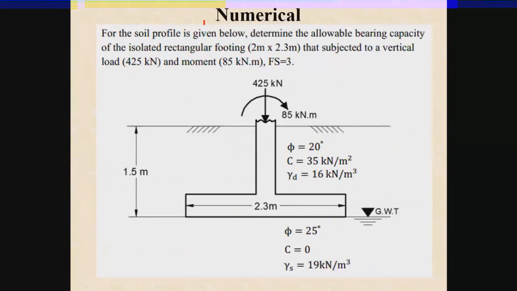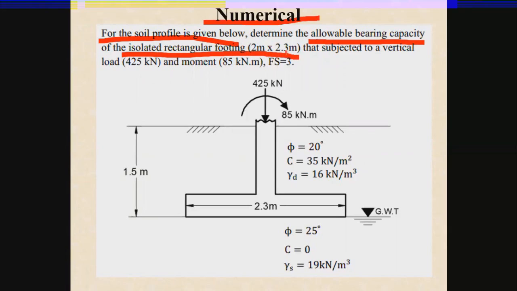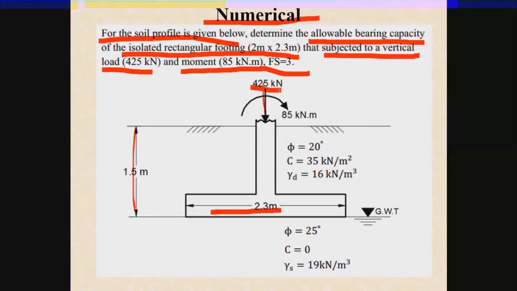Now let me solve a numerical problem on the effective area method. For the soil profile given below, determine the allowable bearing capacity. What is required? The q allowable. An isolated rectangular footing of dimension 2 meter by 2.3 meter is subjected to a vertical load of 425 kilonewton, a moment of 85 kilonewton meter, and the factor of safety is 3. Now you can see the depth of the footing is 1.5 meter, the width of the footing is 2.3 meter, a vertical load of 425 kilonewton, and a moment of 85 kilonewton meter.